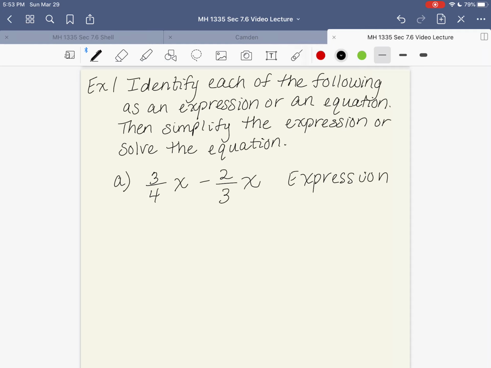Whenever we subtract fractions with different denominators, first we find the LCD. The LCD for 4 and 3 is 12. So I'm going to multiply the first fraction by 3 over 3, and multiply the other fraction by 4 over 4. Multiply straight across and get 9 over 12x minus 8 over 12x. Combine like terms and get 1 over 12x.